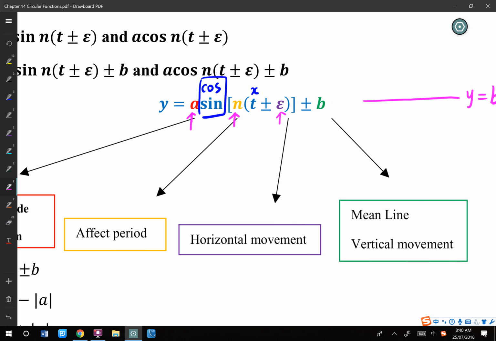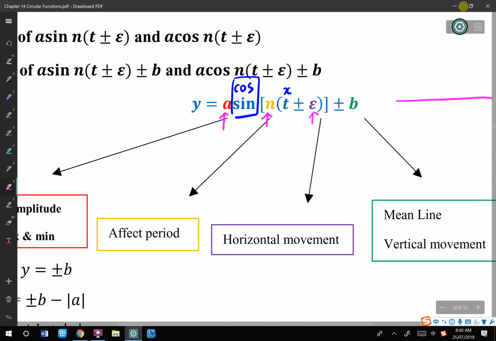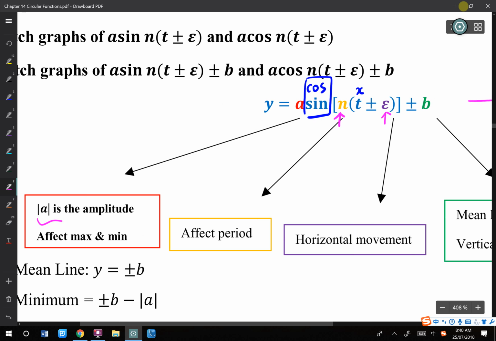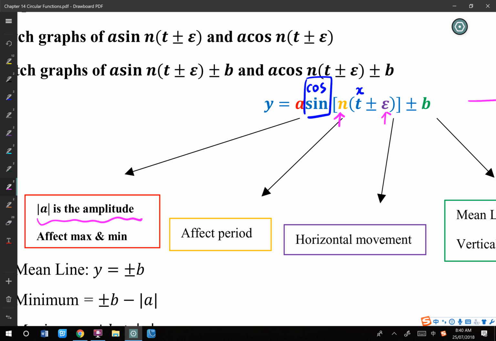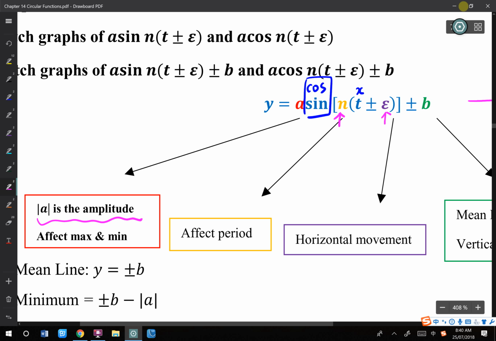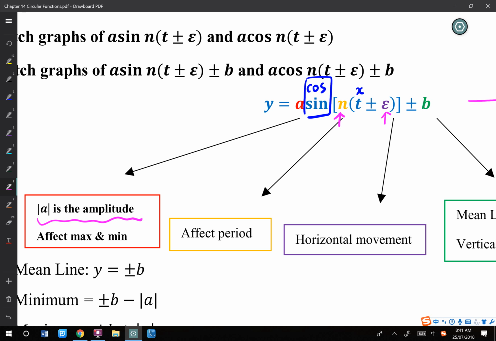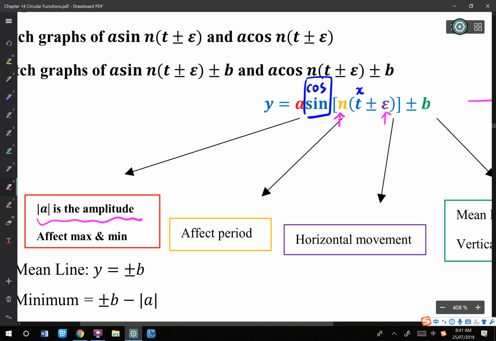The next thing I will talk about is this A. This A is called the amplitude. What is the amplitude? Amplitude will affect the max and minimum. Amplitude is how much it can move up and down from the mean line: how many units you can move up from the mean line and how many units you can move down from the mean line. This A can be negative.